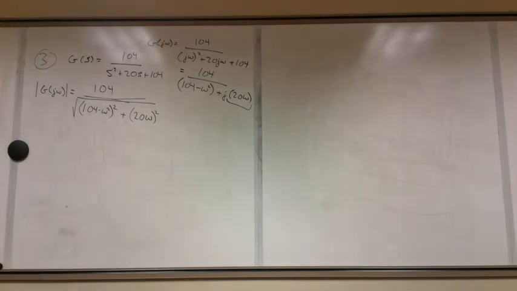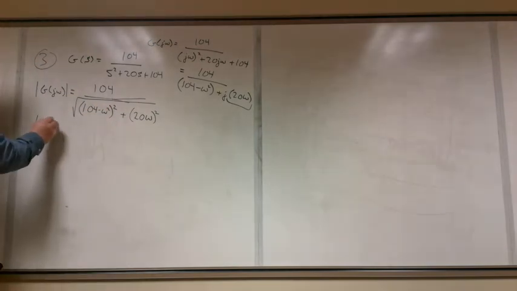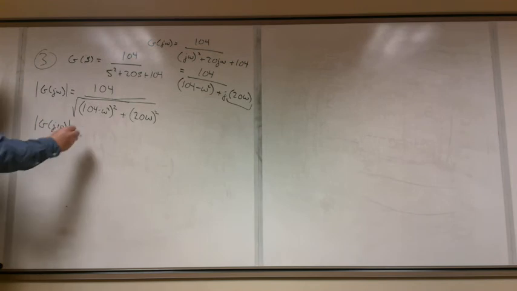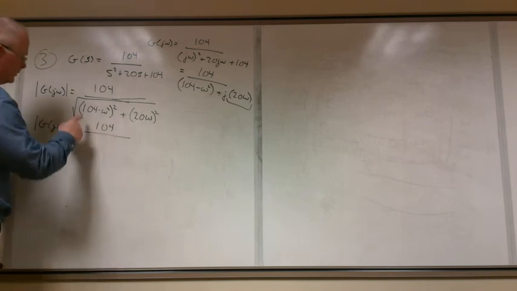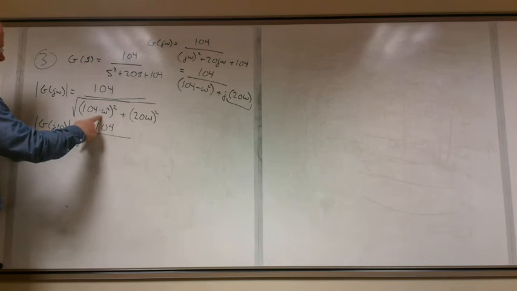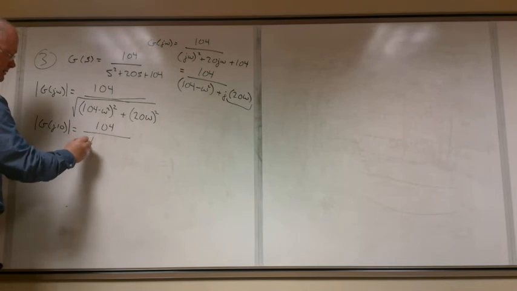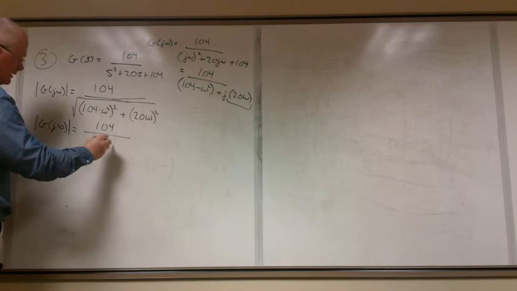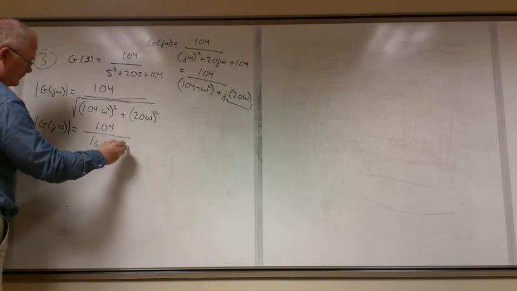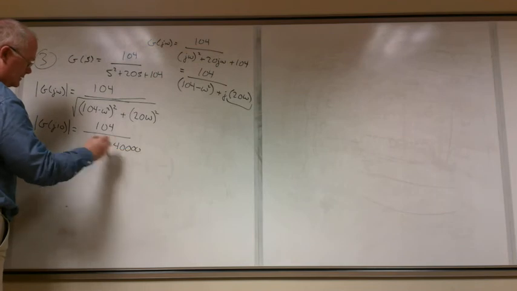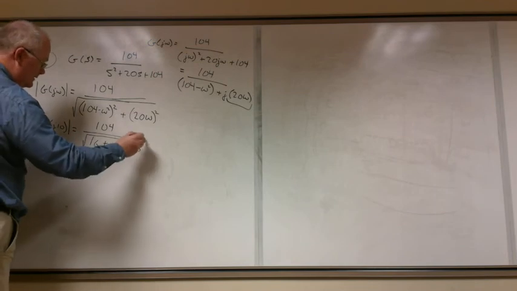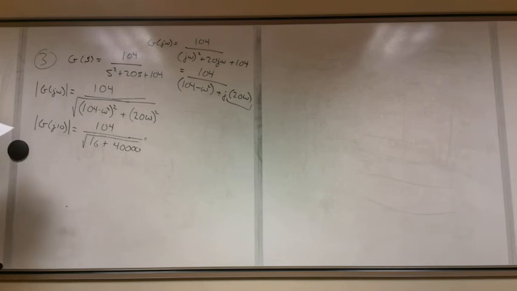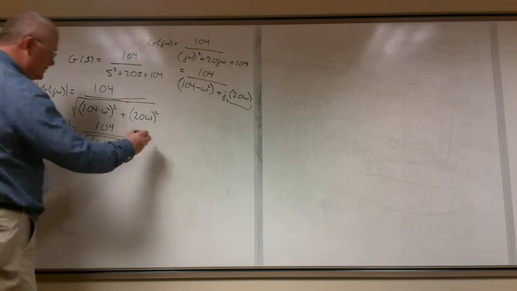So the magnitude G of j10 is going to be equal to 104 over the square root of 104 minus omega squared, which is going to be 104 minus 100, which is 4. We're going to square that, so that'll be 16, plus 20 times 10 is 200 squared. 200 squared is going to be what, 40,000? Yeah, something like that. The square root of all that fun stuff is equal to, hope we got that right, 0.5199. Yeah, that sounds about right.